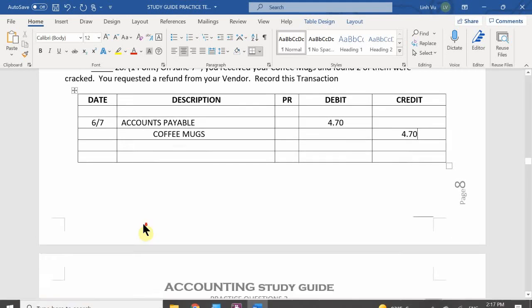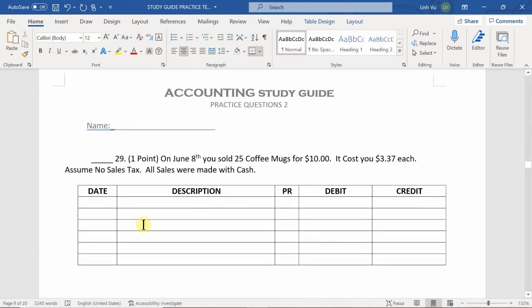$2.35, so it is 4.7. Good. All right. Then question number 29 says that on June 8th, you sold 25 coffee mugs for $10 each. If it cost you $3.37 each, assume no sales tax. All sales were made with cash.